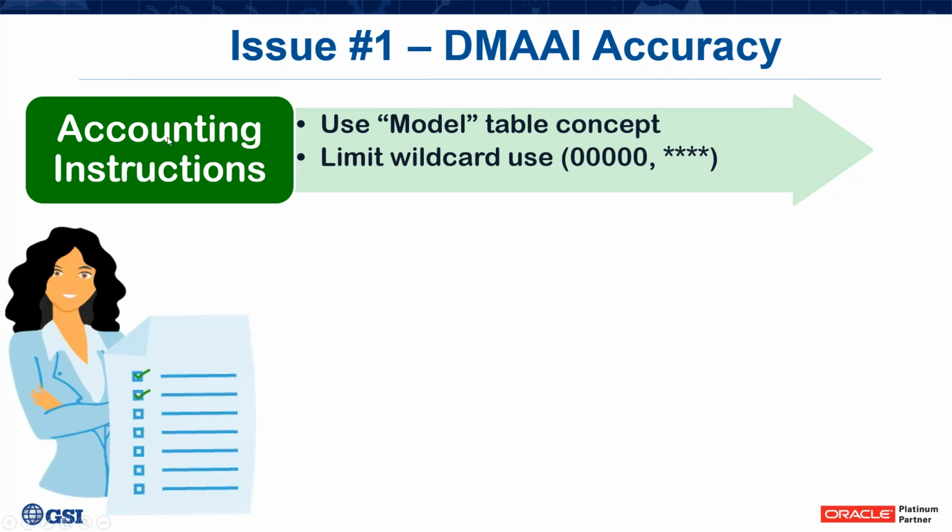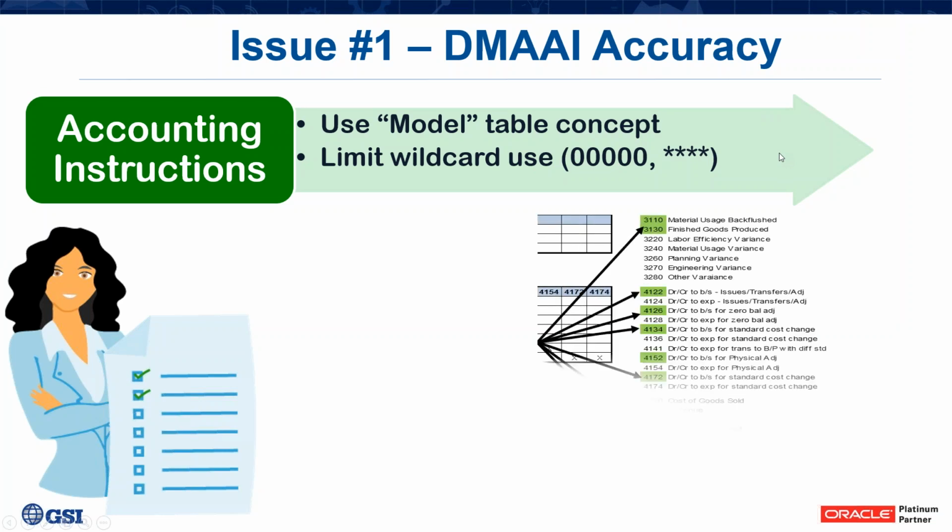So a couple of the tips that I'm going to talk about here is the use of what I'll call a model table, and then to limit the use of the wildcards. And by wildcards, I mean the company 0000 and asterisk, asterisk, asterisk, asterisk for the GL class code. So those, if we know how DMAAIs work, act as catch-alls, and they can get us into trouble if we're not careful with them. So first, let's talk about the model table concept.